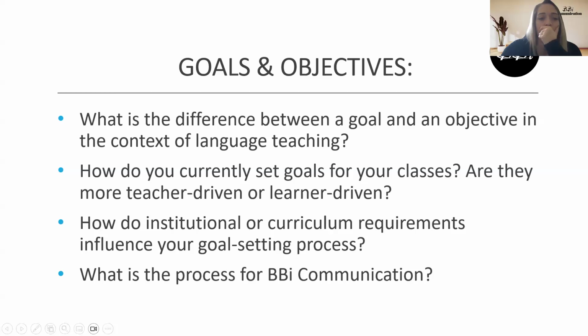Let's see what we have next. How do you currently set goals for your classes? Are they more teacher driven or learner driven? Learner driven, definitely.